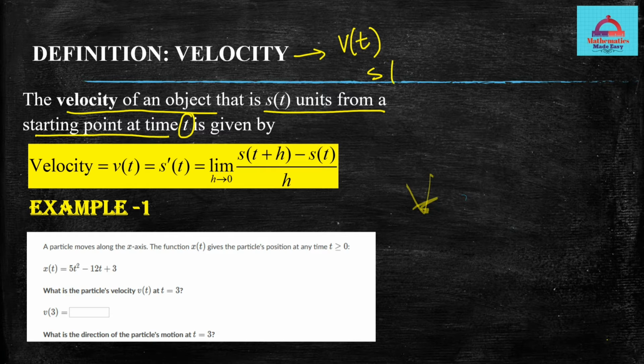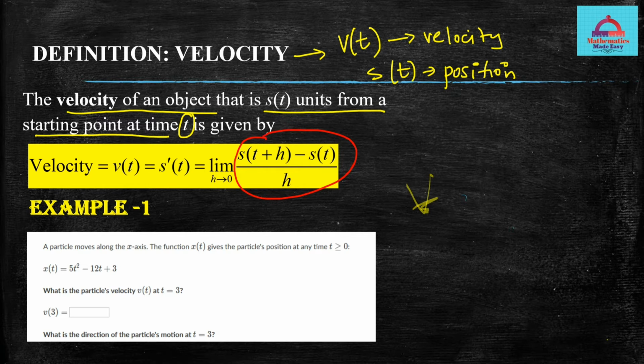So if s of t is denoting your position, then v of t will denote your velocity, and as you can observe, both are going to be functions of time. And here velocity is defined as the first derivative, which is equal to s prime of t. Now by definition of the first derivative, it is going to be the limit as h goes to 0 of s of t plus h minus s of t, over h, and I hope you all recall that this term is nothing but the difference quotient.